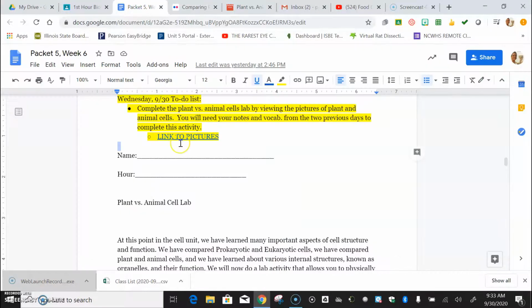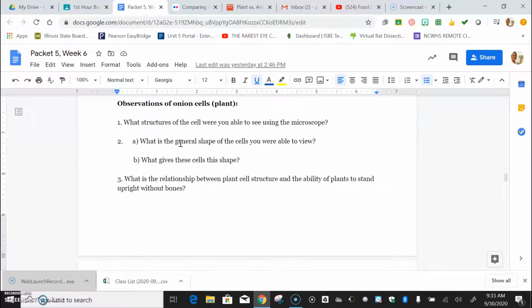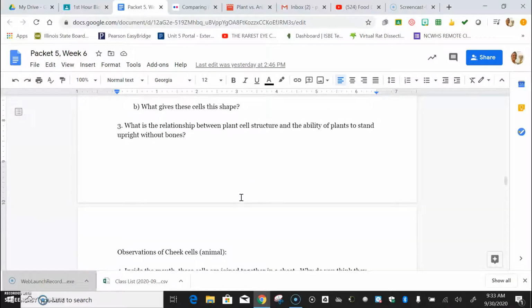So in your packet, it's going to ask you different questions about, first of all, the observations of the plant cells. So what is the general shape of the cells that you see, and what gives the plant cells this shape? So think back to those organelles that we filled out yesterday and answer accordingly. Give it your best shot, and we'll go over some of these tomorrow. But you also need to talk about what structures of the cell were you able to see using the microscope. And then, why do you think plants are able to stand upright without bones?